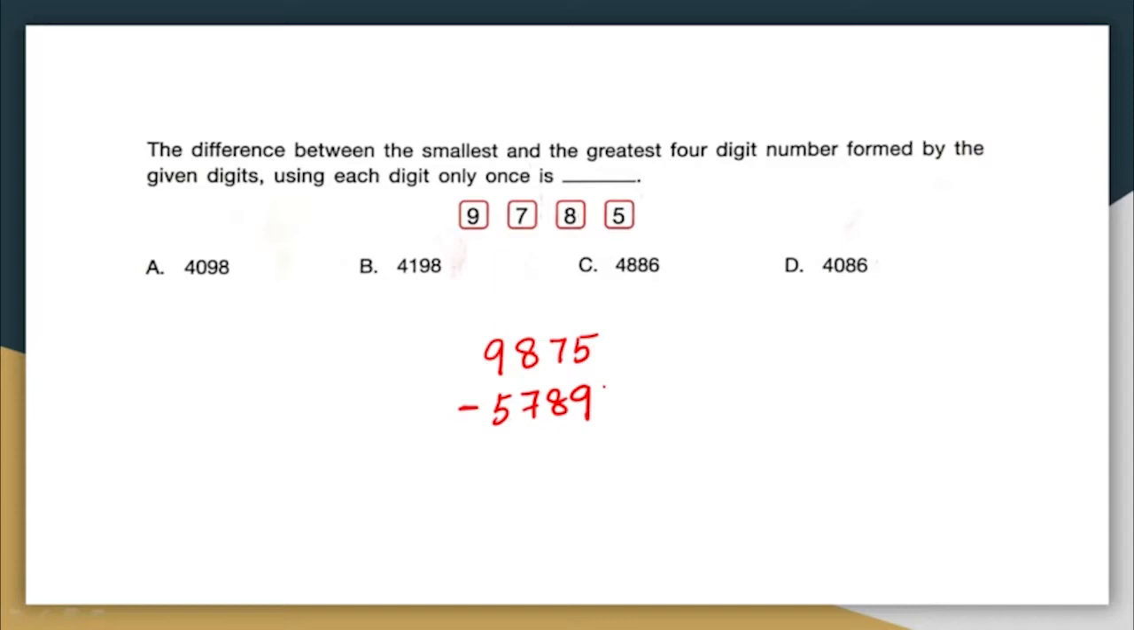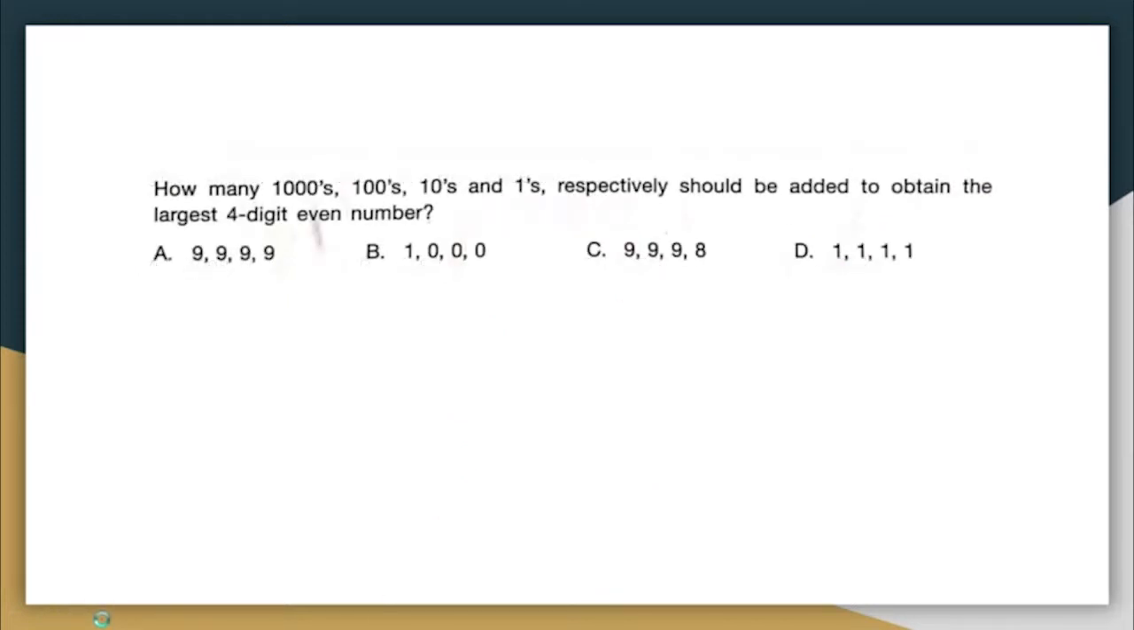Here you are arranging the digits from the smallest to the biggest, or in the ascending order. What will be the difference? The difference will be 4086. The correct answer here is option D, 4086. How many thousands, hundreds, tens and ones respectively should be added to obtain the largest 4-digit even number?